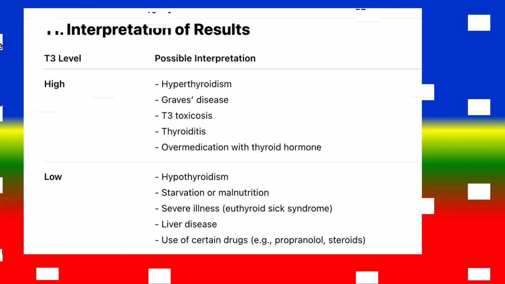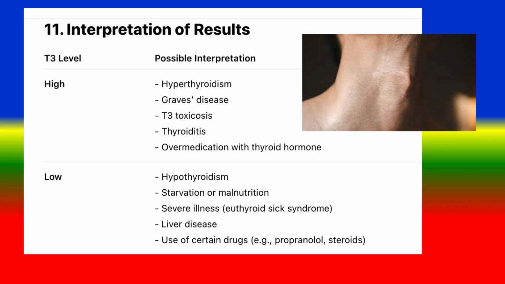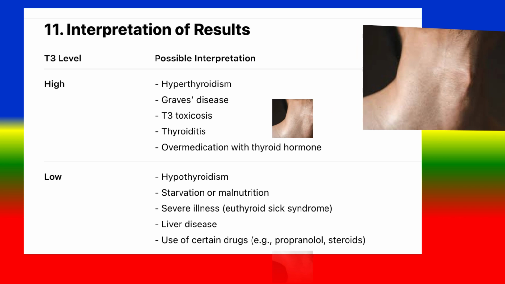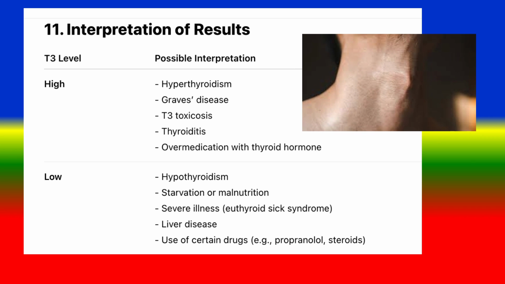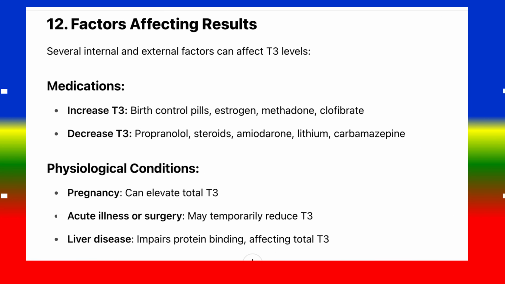11. Interpretation of results. T3 level, possible interpretation. High: hyperthyroidism, Graves' disease, T3 toxicosis, thyroiditis, overmedication with thyroid hormone. Low: hypothyroidism, starvation or malnutrition, severe illness, euthyroid sick syndrome, liver disease, use of certain drugs, e.g. propranolol, steroids.